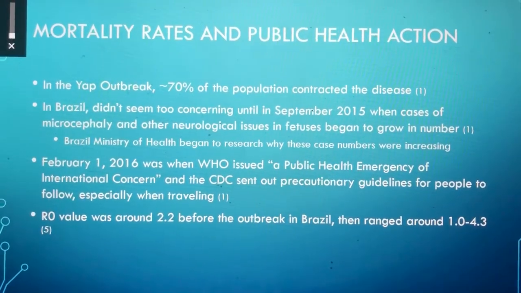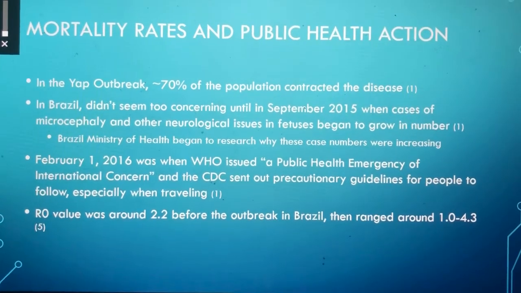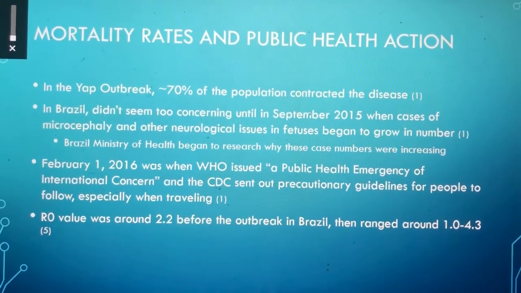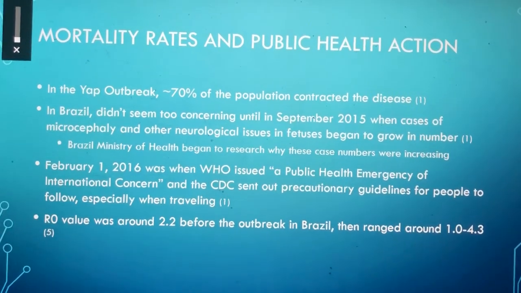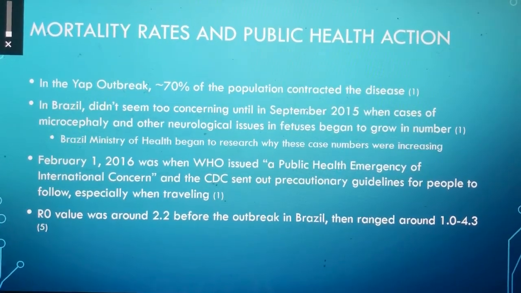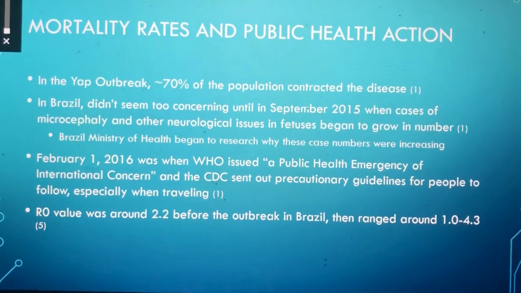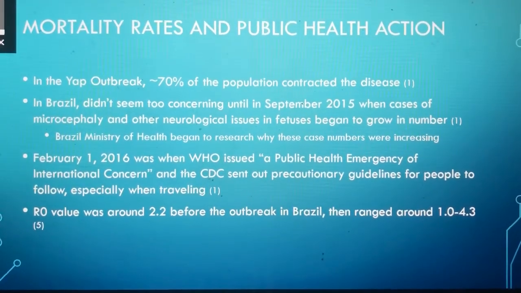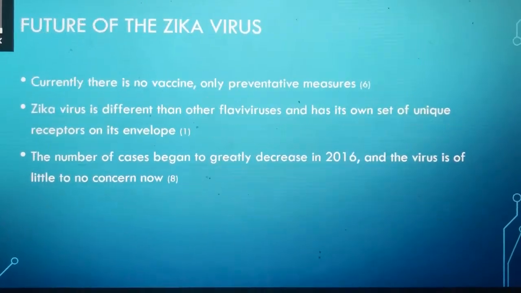But it wasn't until February of 2016 when WHO issued a public health emergency of international concern, and that's when the CDC started issuing different guidelines and preventative measures for people to take into mind. The R0 value was around 2.2 before the main outbreak in Brazil, and then it ranged around 1.0 to 4.3.